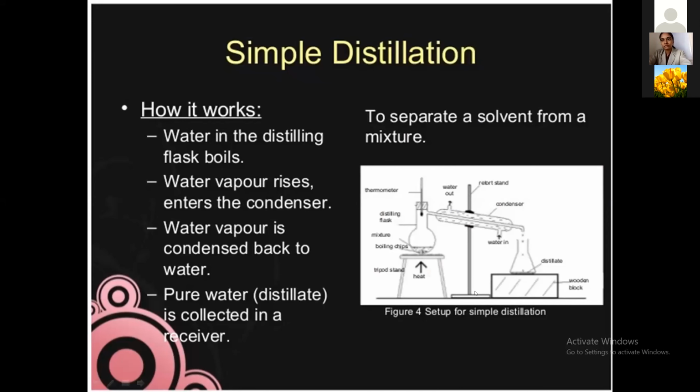And simple distillation works as water in the distilling flask boils. Here you can see the experimental setup for simple distillation. And here in the distilling flask, water boils and water vapor rises and it enters into the condenser. Water vapor is condensed back to water. That is, it is cooled back. The vapor cooled back to water state and pure water is collected in the receiver. Here we can see the mixture of salt and water. And from this, when we boil, the vapor rises and it condenses back to water. And salt and water get separated.